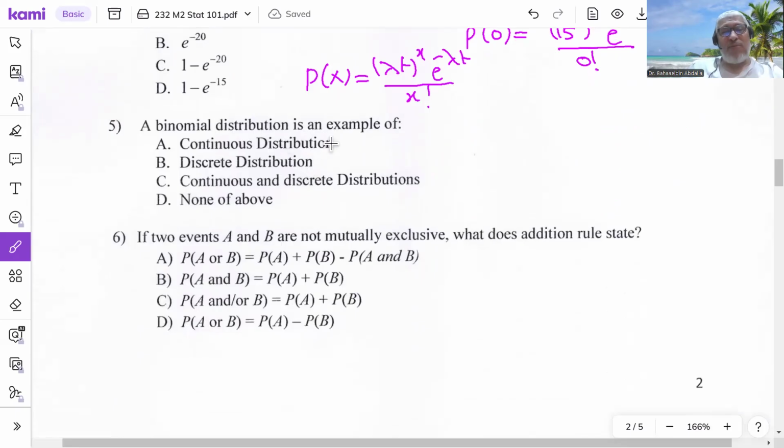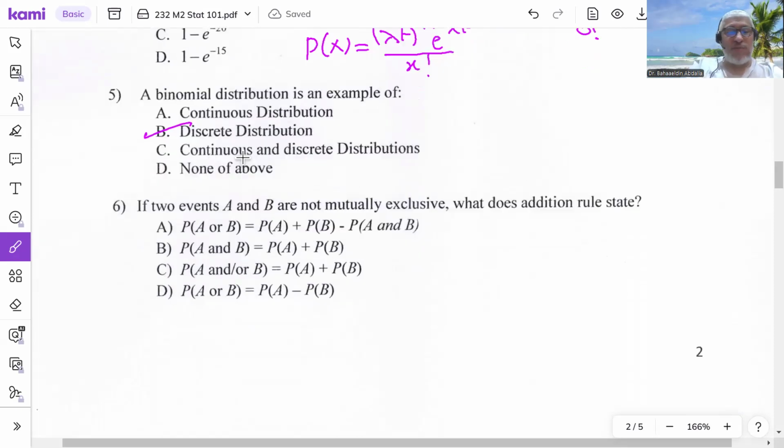A binomial distribution is an example of, of course, the binomial is not continuous, sorry. The binomial is a discrete distribution. Binomial, discrete. Poisson, discrete. Normal distribution, continuous.